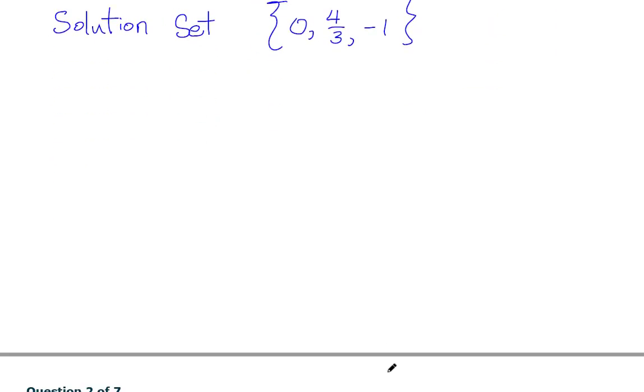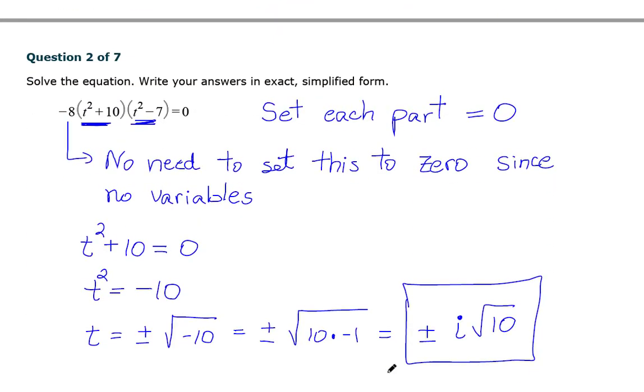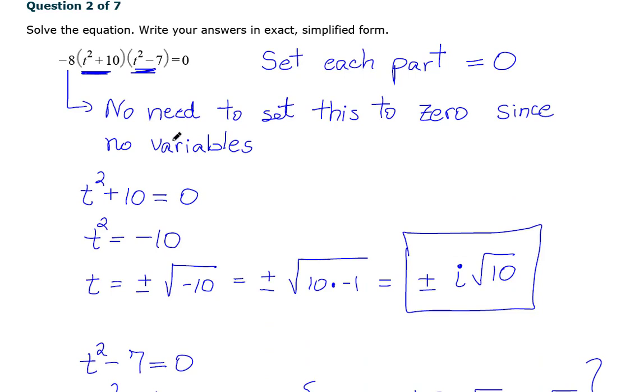All right, let's see. In question 2. So again, I've got some pieces of things multiplied together to give me 0. And so I want to set each of the pieces equal to 0. Now, only these two pieces have variables in it, not this one. Minus 8 is always minus 8. Minus 8 could never calculate to be 0. So there's no need to set that piece to 0. You're only setting to 0 parts that could calculate to be 0.